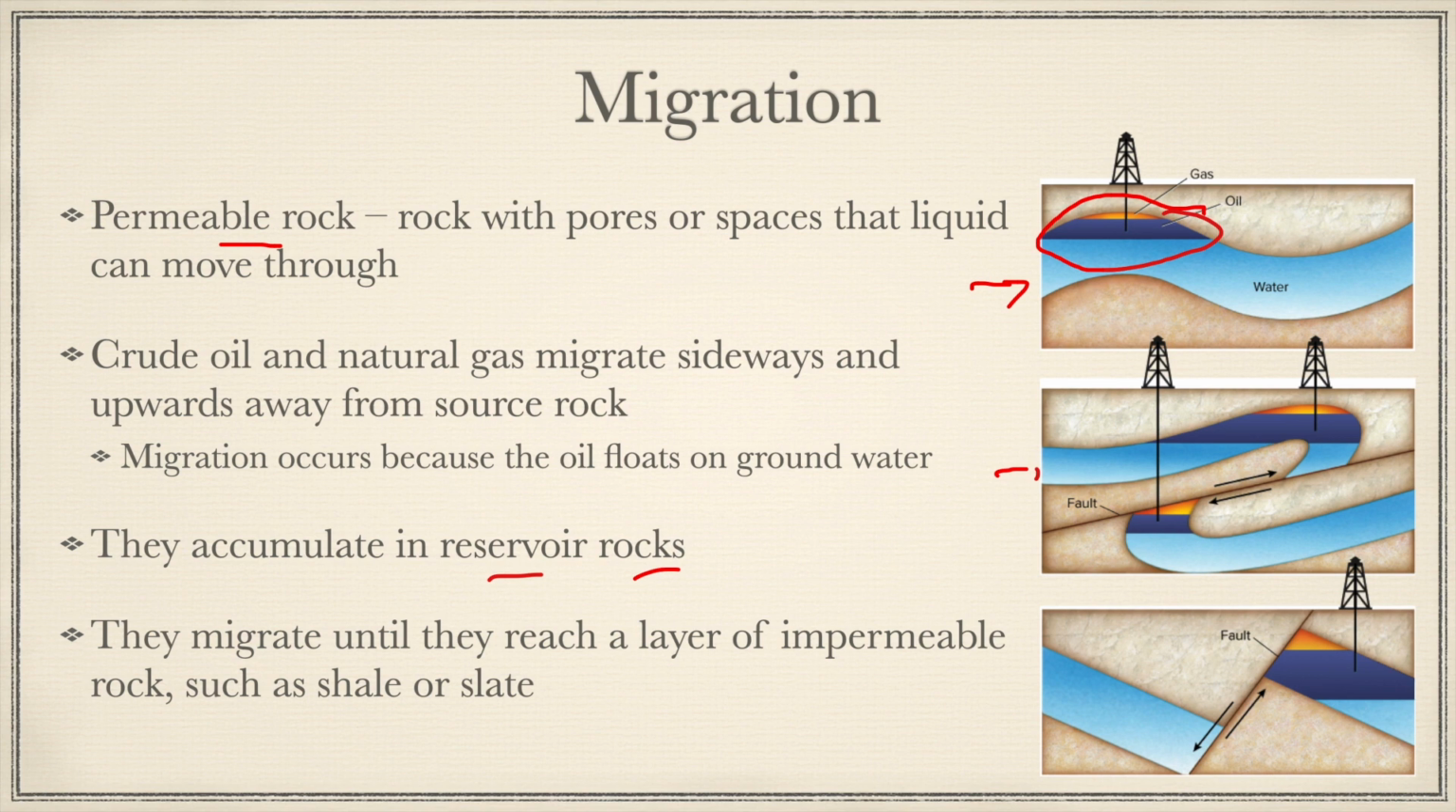So reservoir rocks are these permeable rocks where the natural gas and crude oil collect. They migrate until they reach a layer of impermeable rocks such as shale or slate. These are rocks that don't have a lot of pores in them, so the natural gas and crude oil cannot migrate through those.